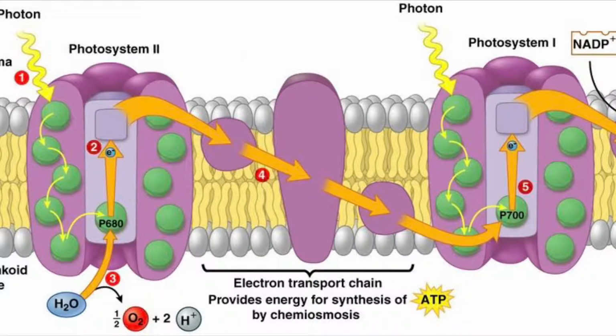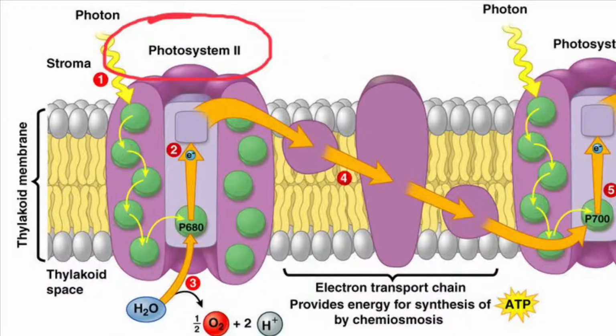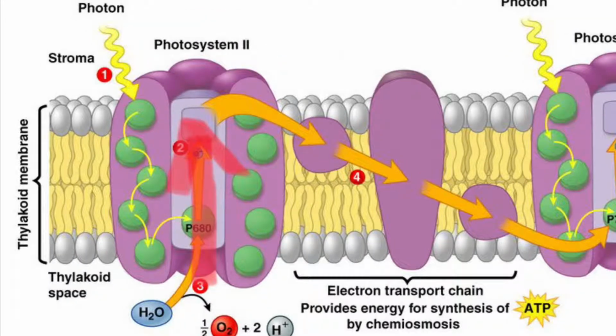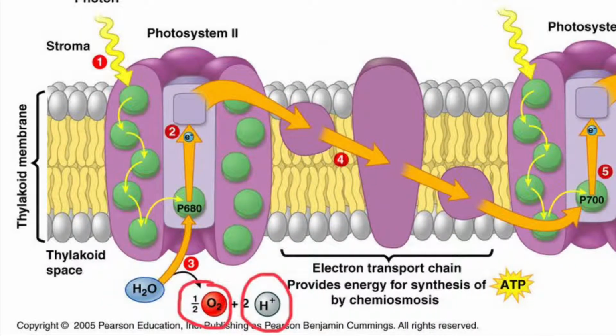The first part of the light reaction occurs in the photosystem, which takes place in the thylakoids. First, the photon enters the photosystem to activate the electron. When the electron is activated, it goes to a higher energy state in which it will be lost. When it's lost, it has to be replaced by water. Water gets hydrolyzed and splits into oxygen and hydrogen.